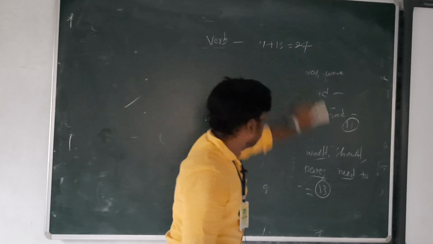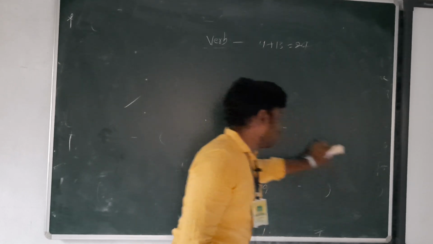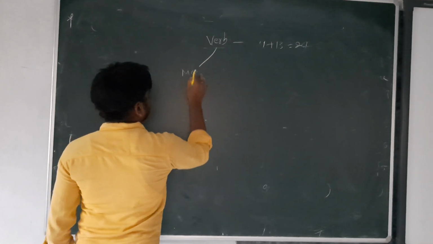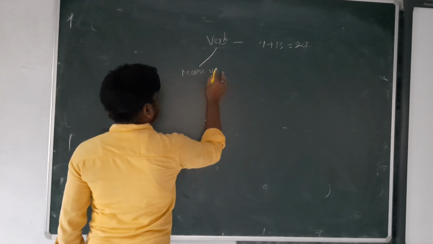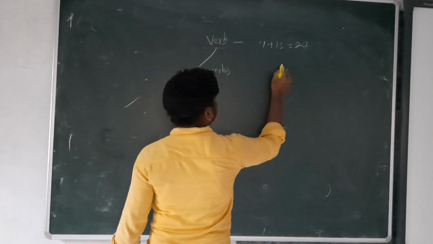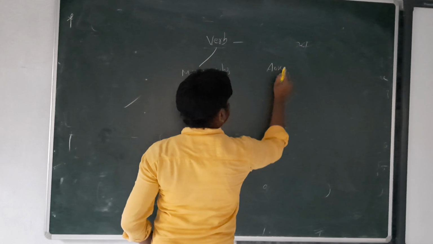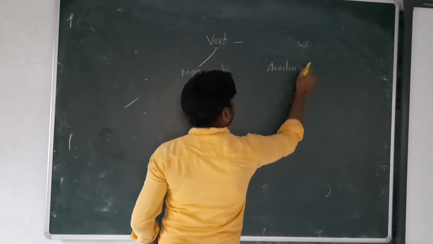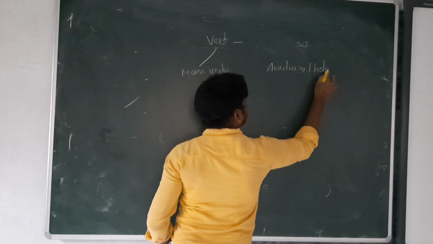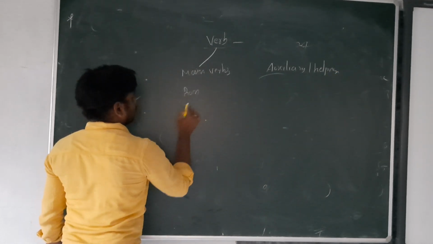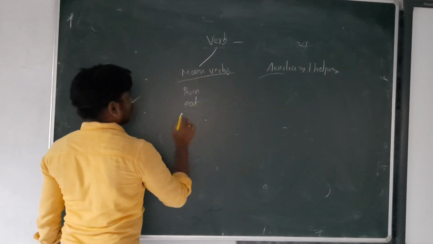Now we have the main verbs and the helping verbs, or auxiliary verbs. On this side, main verbs; on this side, auxiliary or helping verbs. Here the main verbs are action forms such as run, eat, play.